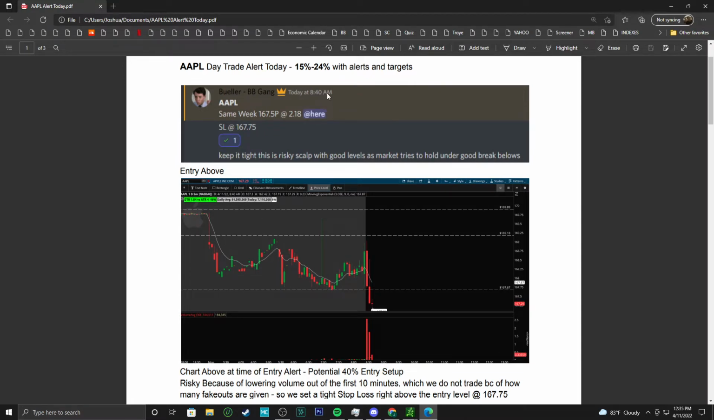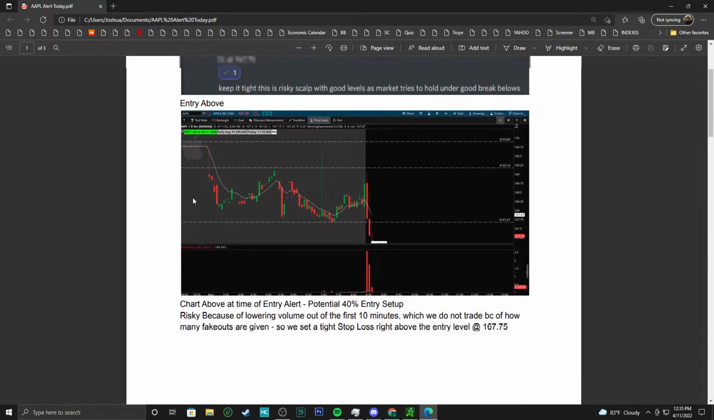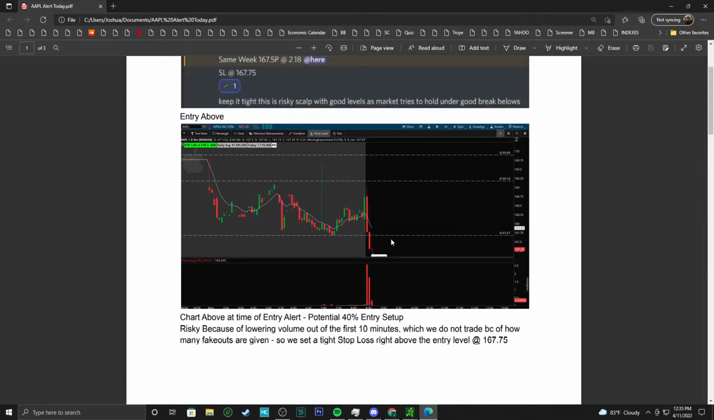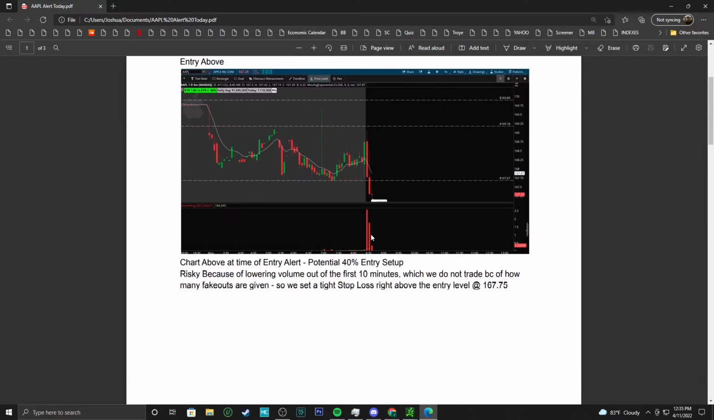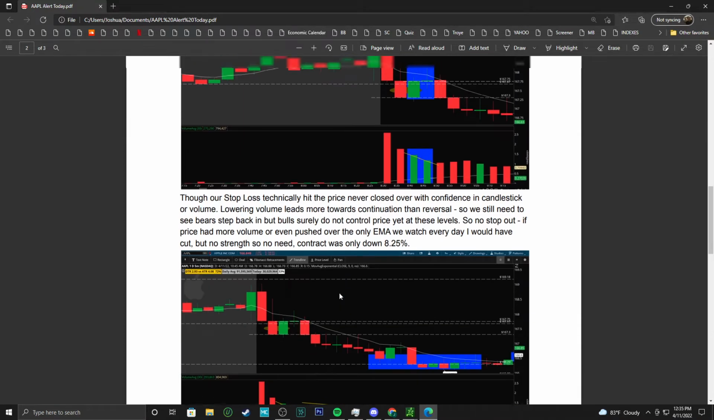Here's the alert 10 minutes after. We don't trade the first 10 minutes, and I'll go over that again on the chart. But as you can see, we had the entry break below the 165.65 from the watch list, as well as the levels we were talking about. You can see the breakdown here. I'm going to go over it, of course, though.